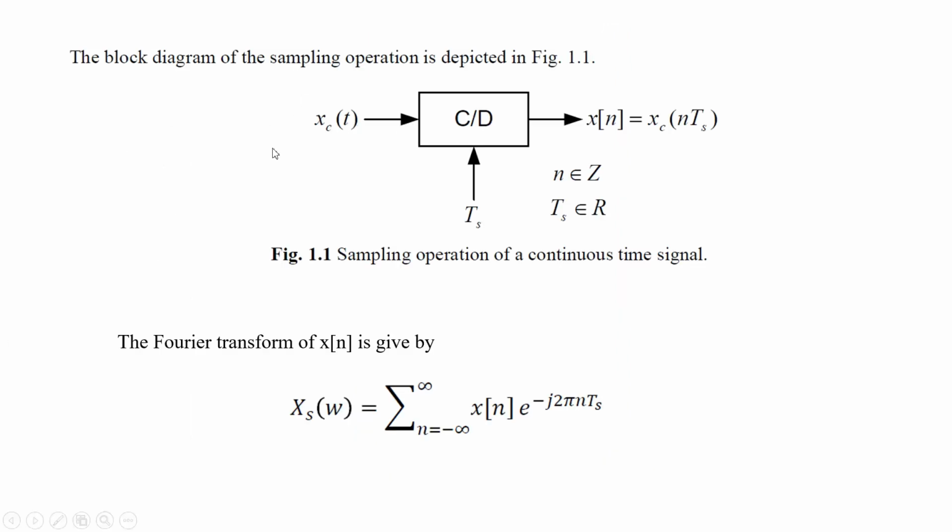Now, let us look at the Fourier transform of a discrete signal. We know that if there is a continuous signal given, to discretize the signal, you need to replace t with n capital T sub s, where capital T sub s is the sampling period. And the Fourier transform of x[n] is given by the sum of x[n] e to the power minus j 2 pi n Ts, where n goes from minus infinity to infinity.